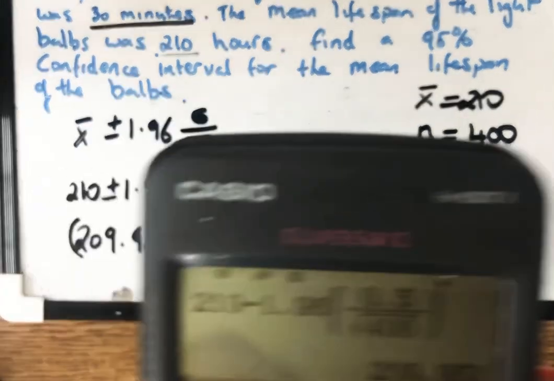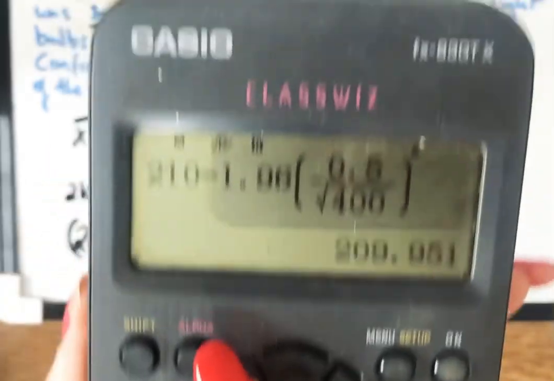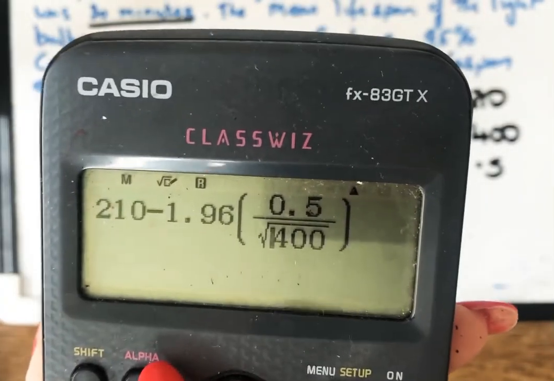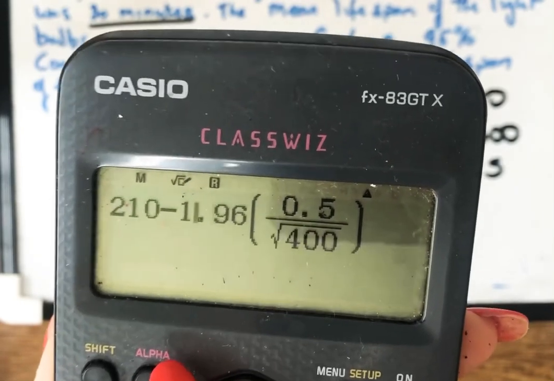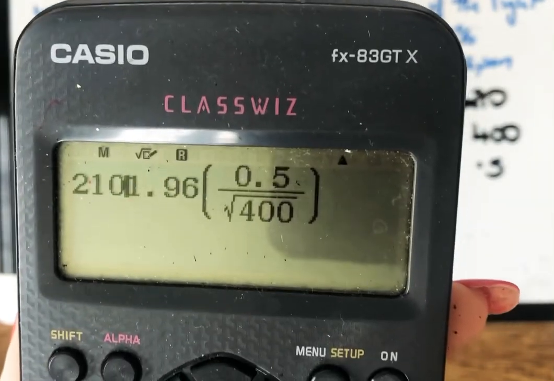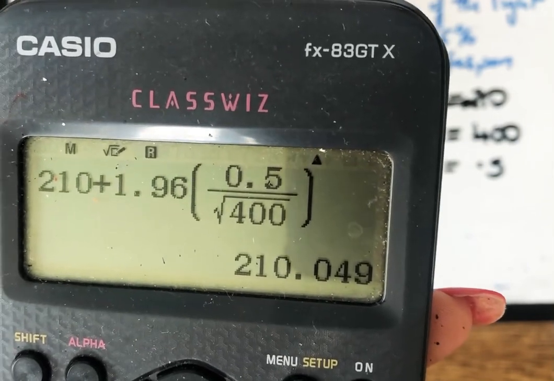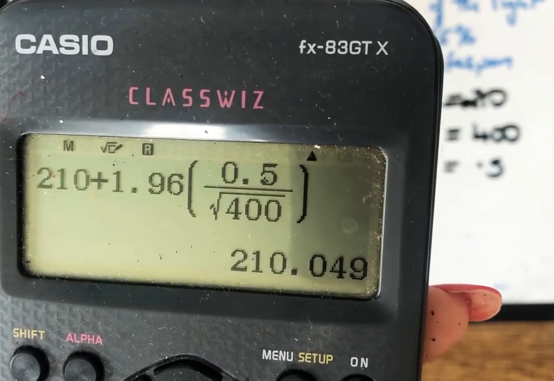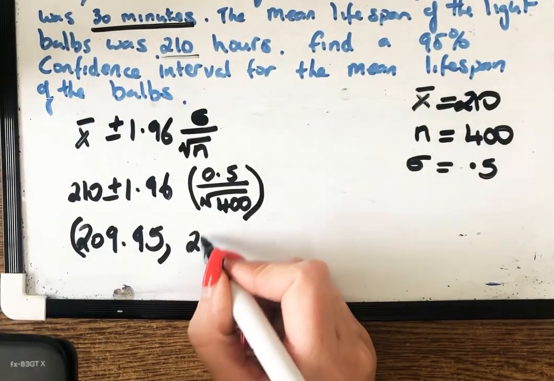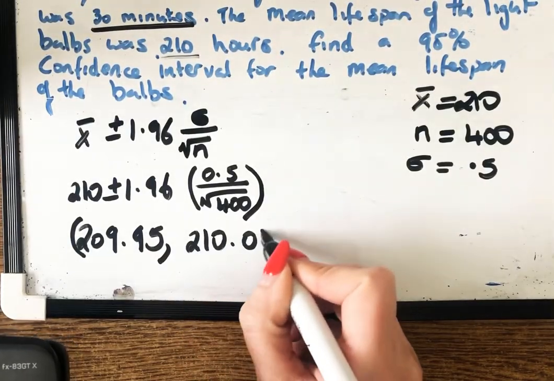Okay, and then to go back, let's do a shortcut, press the arrow button, and you can see here my arrow is moving back. And I'm going to replace the negative with a positive instead. And there we get 210.05 when rounded to 2 decimal places.